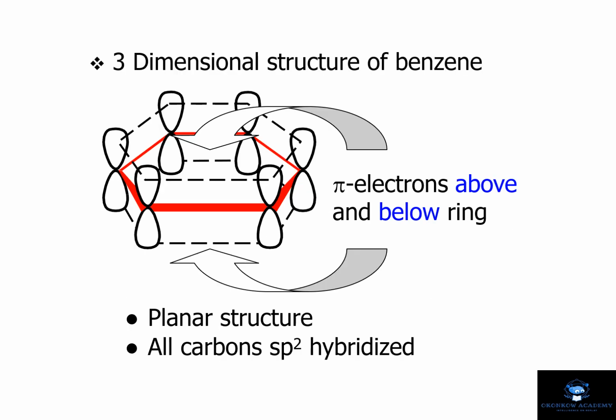So let's look at this diagram here. Benzene is completely planar. All six carbons are sp2 hybridized, and the unhybridized p orbitals on each carbon contribute one electron to the delocalized pi system. So the pi electron density forms two donut-shaped clouds, one above and one below the ring plane. This delocalized pi system is what makes benzene aromatic and confers its unusual stability. So those are the pi clouds.